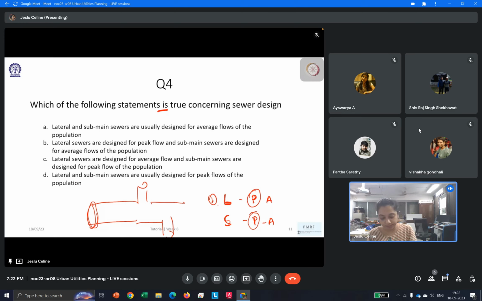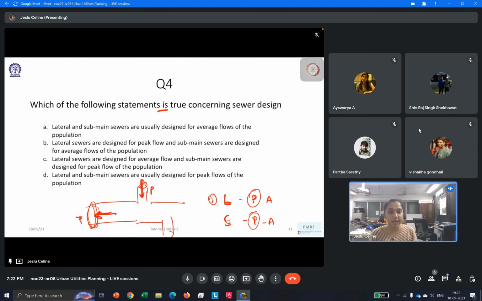And if you're designing the main for peak demand, then obviously the lateral should also be designed for peak demand, because the lateral is where you're getting it from. If this is designed for average demand, then there is no need for designing the main for peak demand, right? So you get the peak from here, and you get the peak in the lateral sewers also, so that you can carry the peak at all points.